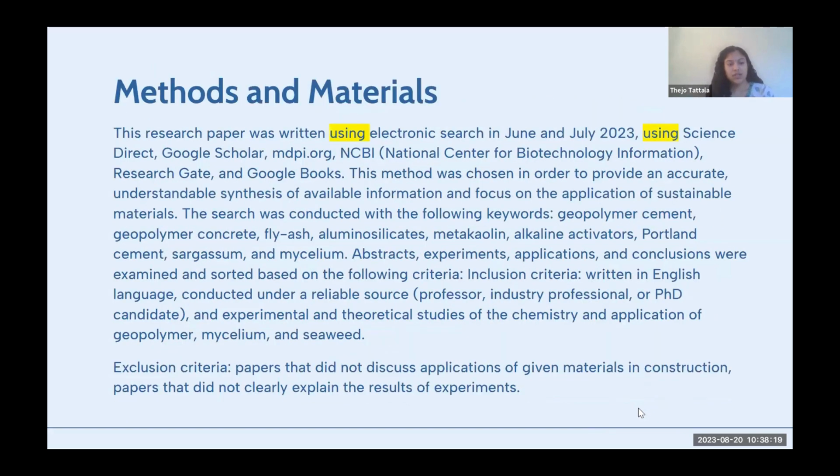For the methods and materials, I did a literature review using electronic research. These were the websites that I used. And my inclusion criteria was basically talking about any of the materials that I was interested in exploring.